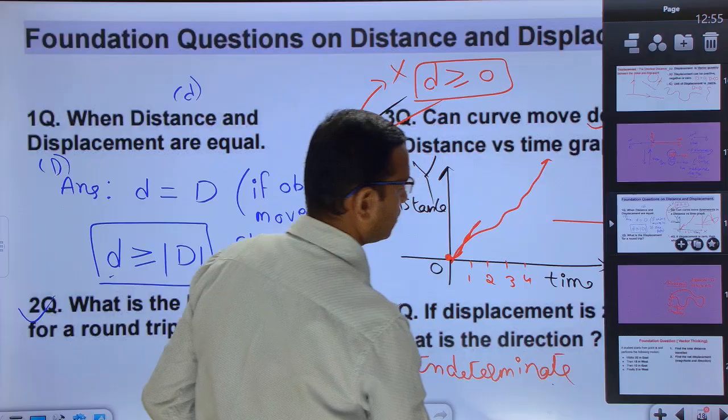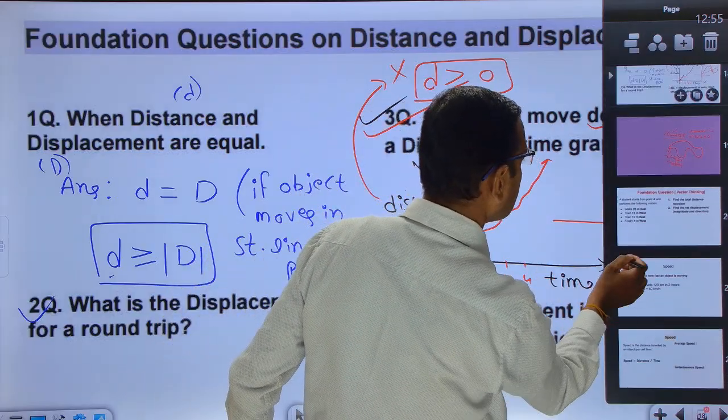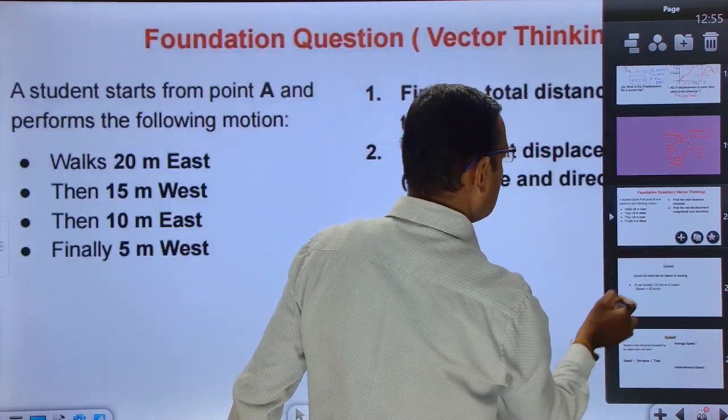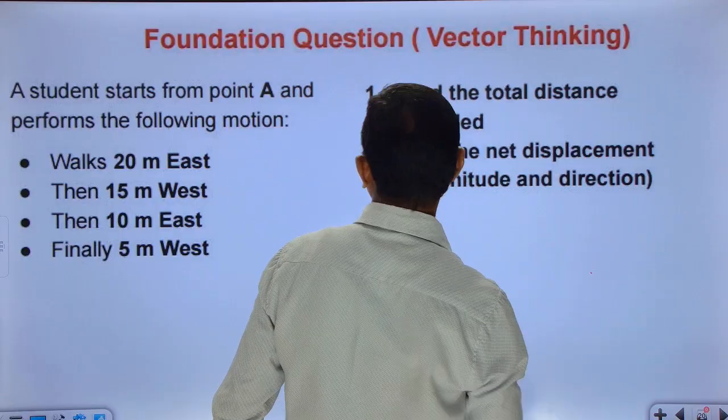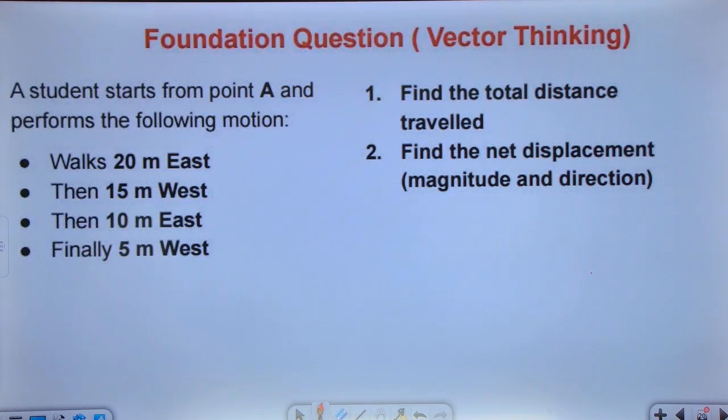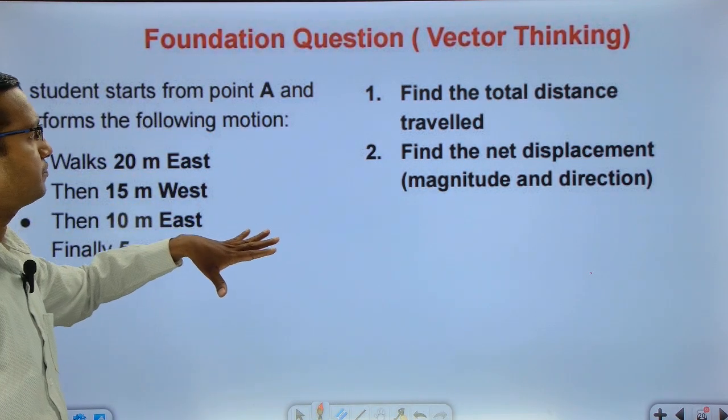Direction is indeterminate. Now, fine. Let's do one small question here. After that, I'll stop. Now, foundation question.